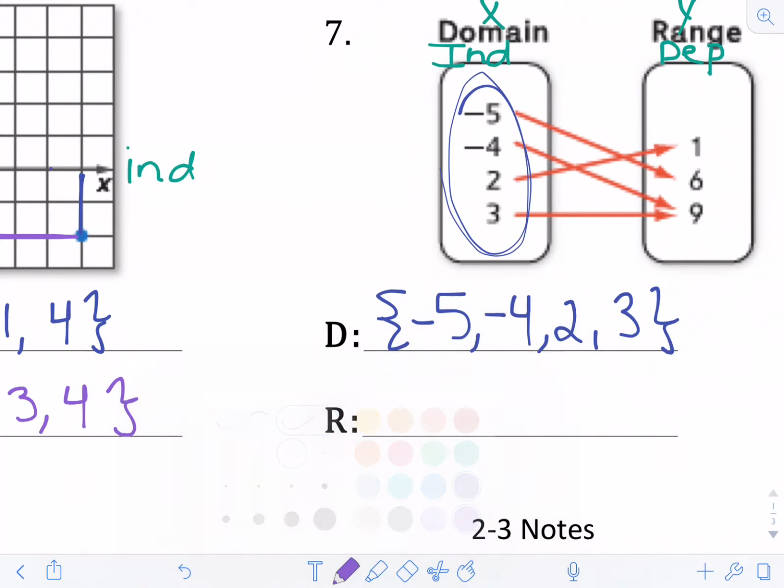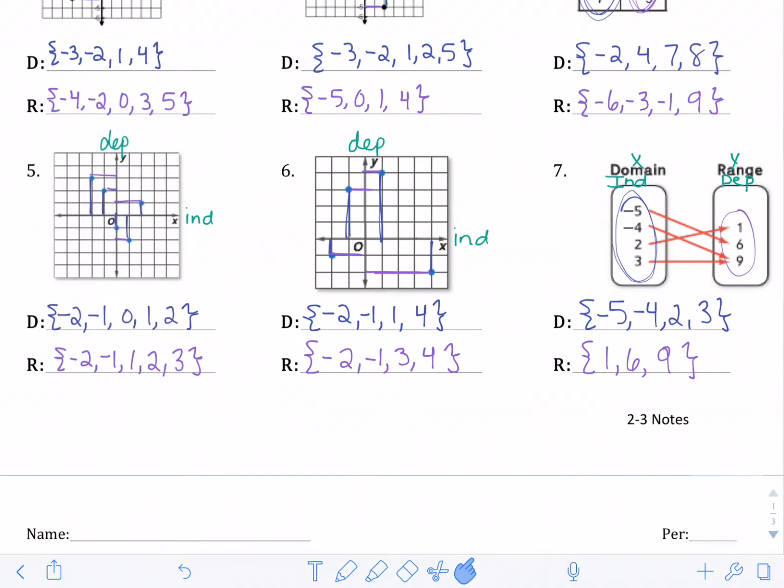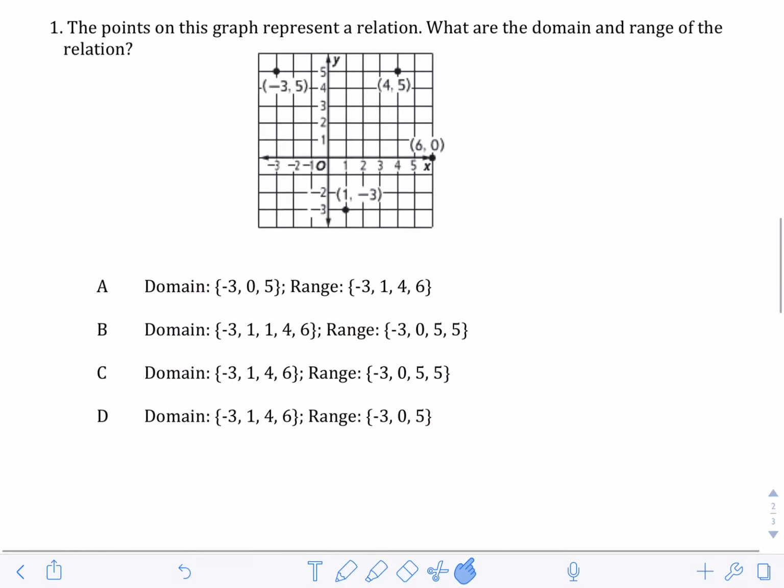Okay, and my range. So here we go. Range is just 1, 6, and 9. Very good. That's it. All right, so that's super easy. If you get a mapping one, you're really lucky because those are easy. Last, we only have one more problem.